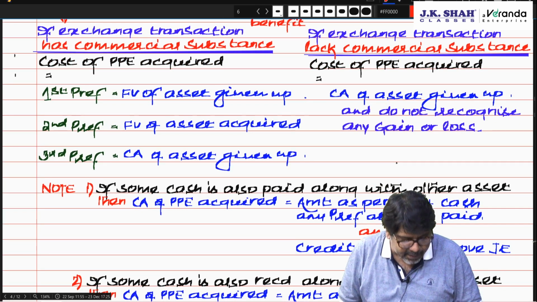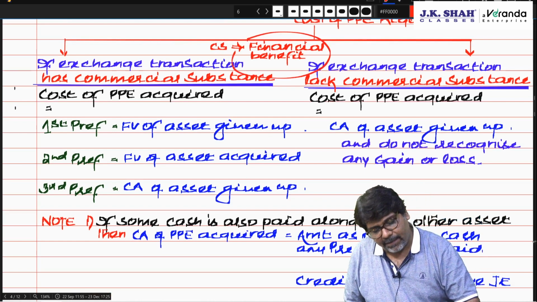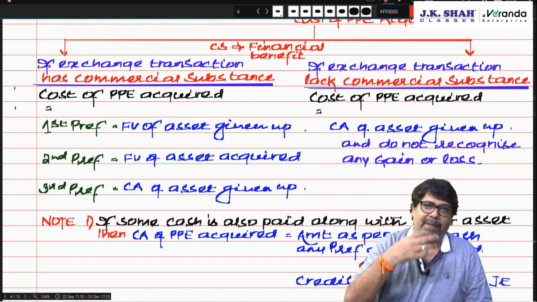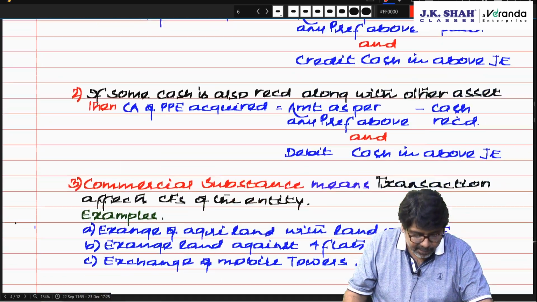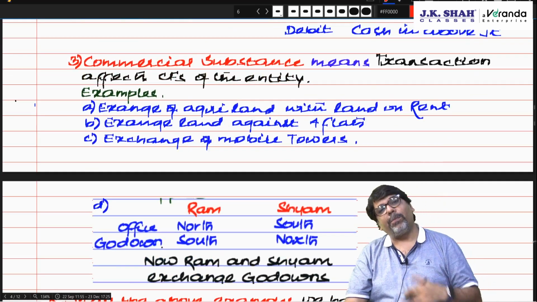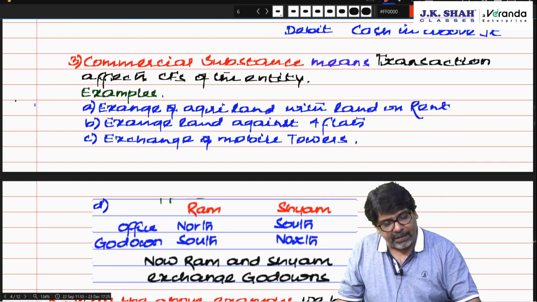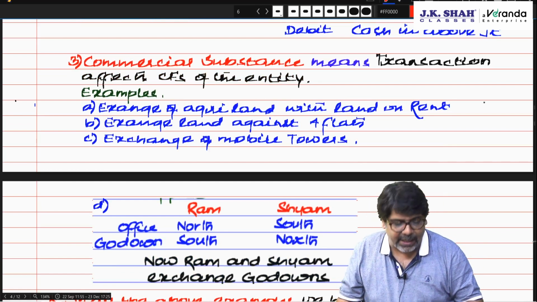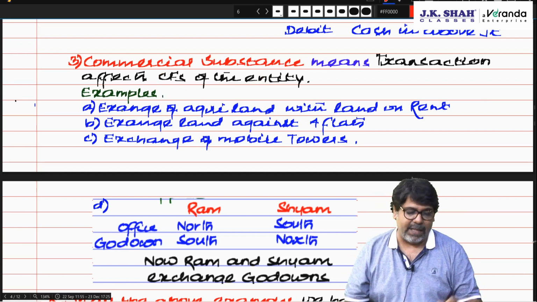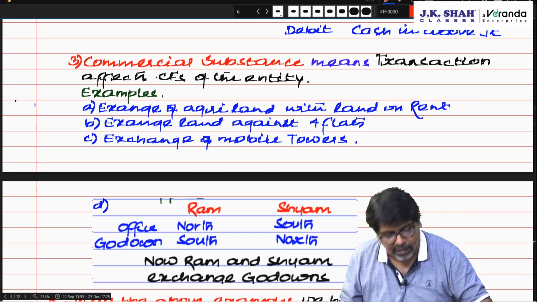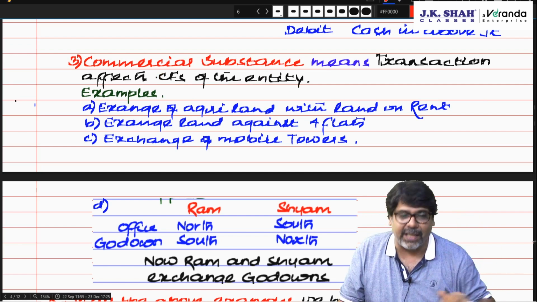Sir, what is this commercial substance? Commercial substance means financial benefit. If the asset which I am giving and the asset which I am getting, there is a financial benefit or financial loss to both the parties. Means the transaction affects the cash flow of the entity. Financial benefit, how we would decide? It impacts the cash flows of the entity. Remember, this is very, very important. How to check whether commercial substance exists or does not exist.